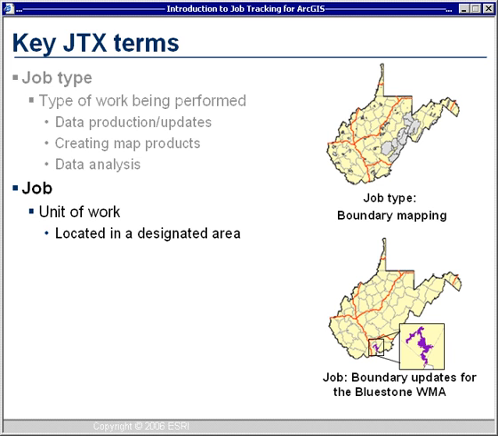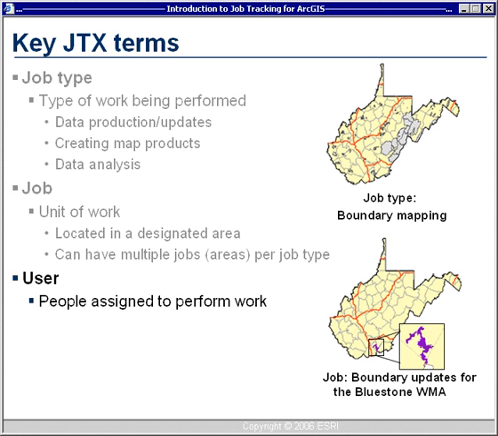In our West Virginia example, let's say we received some updates for one of the conservation areas in southern West Virginia, the Bluestone Wildlife Management Area. Our job type is still going to be boundary mapping, and our job is the area around the Bluestone, the location where the updates are needed. I should mention that for this particular example, we have just one job for our job type, but you can, and often will, have multiple jobs for your job types.